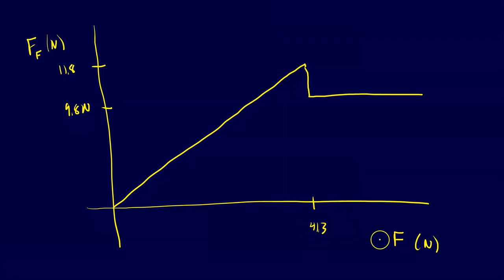But what we can hopefully see now is that since our force is 20, we're going to be somewhere in this regime here. And so our force should be less than the 41.3. Or I'm sorry, over here we can write that our frictional force will be less than this 11.8. And then we have to figure out exactly where it is relative to this 9.8, but we can get a sense of what's going on.